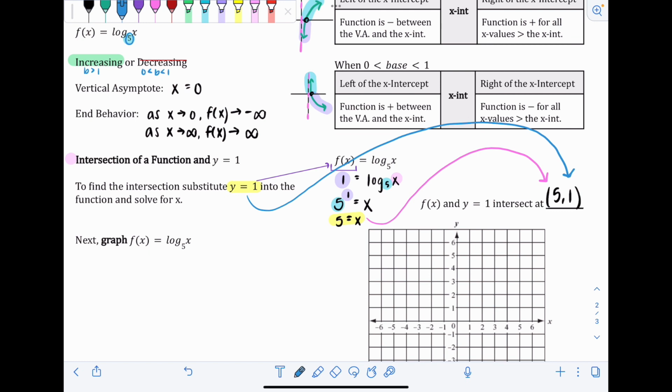And the reason that we do that is because it helps you find, that's usually one of the easiest points to find in terms of a log.